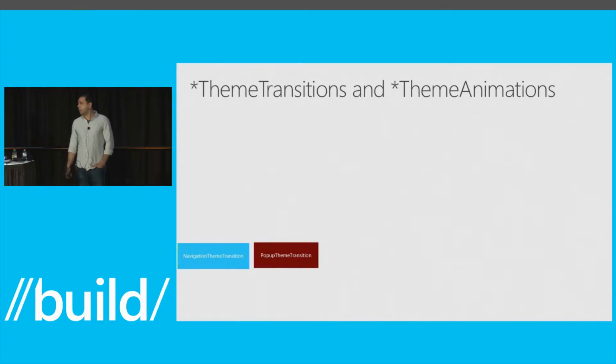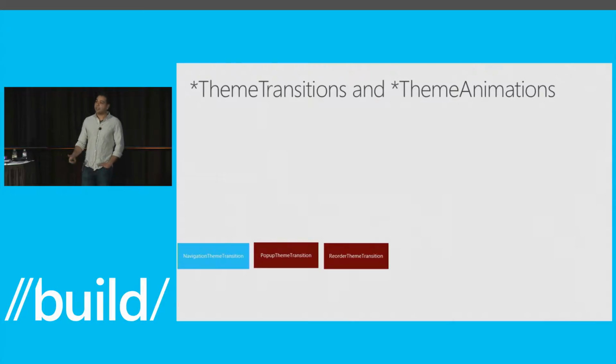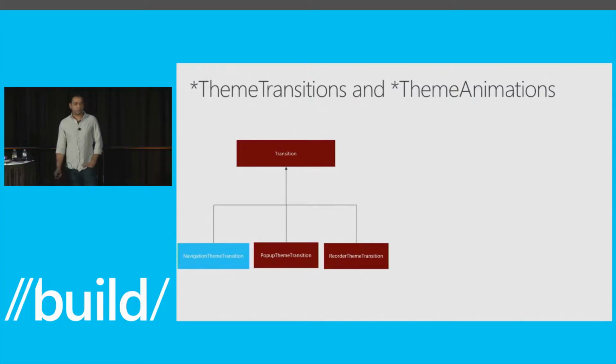Another one is the pop-up theme transition. This exists both on Windows Phone and Windows 8.1, though the animations look different. But the API is the same. And then we have the reorder theme transition. Again, this API is common to both platforms, and the animations look pretty similar too. And all of these derive from the transition base class, which is, again, common to Windows Phone and Windows 8.1.